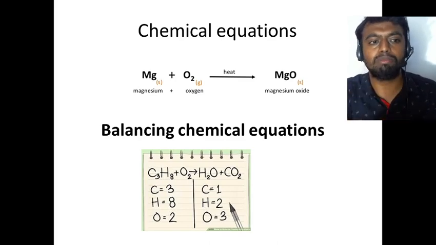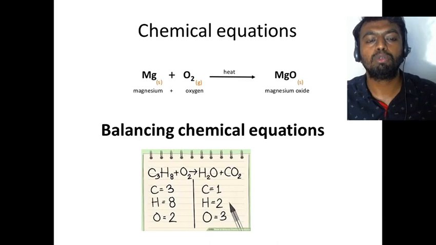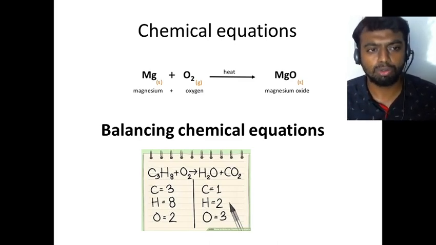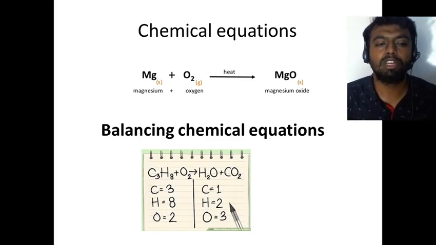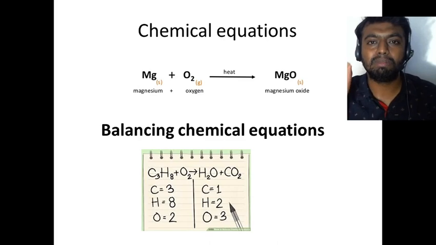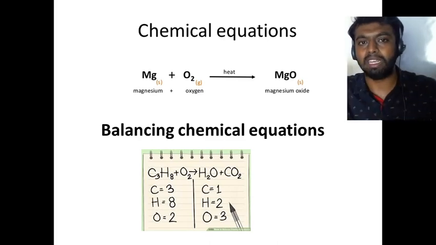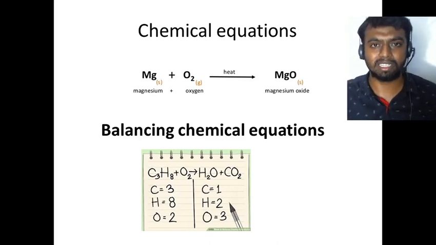So next to Mg, next to O2, what we call the coefficient, there you can put some numbers like 1, 2, 3, 4. So maybe minimum you have to start with 2 to balance the product side. The very first thing we have to do is find out how many elements are present in the whole equation on both the left and right side.